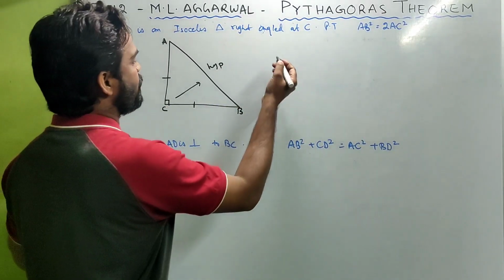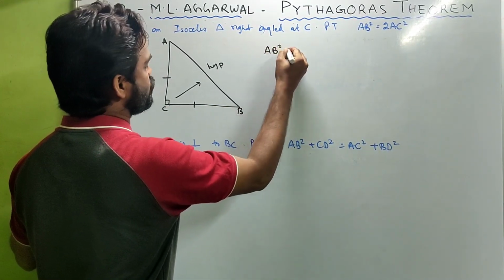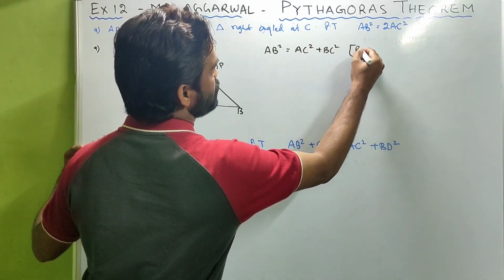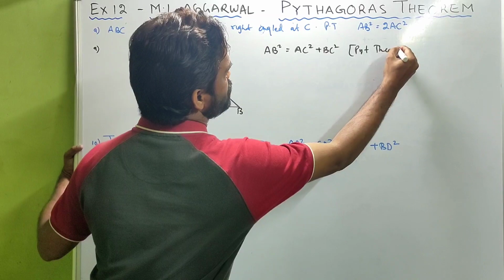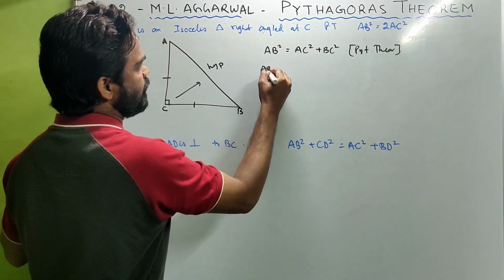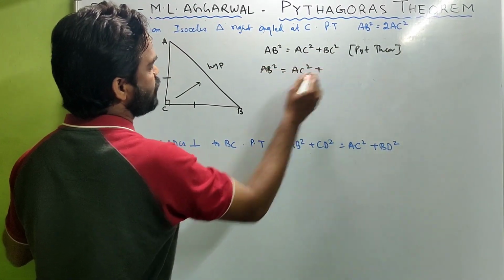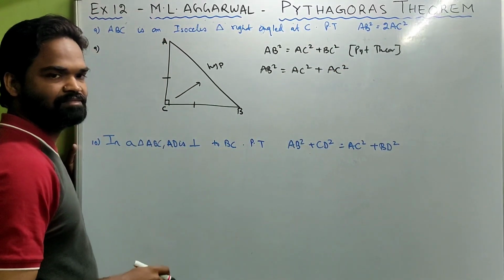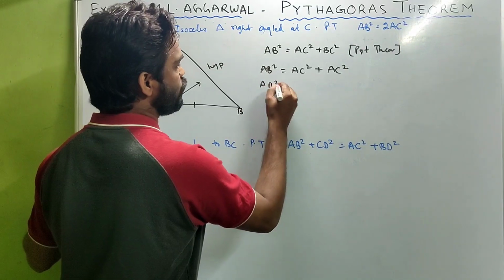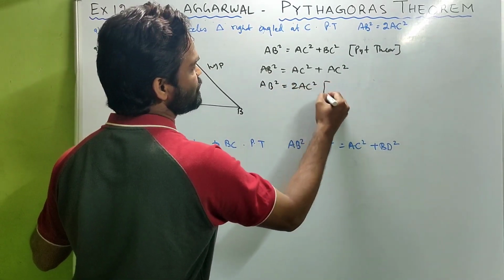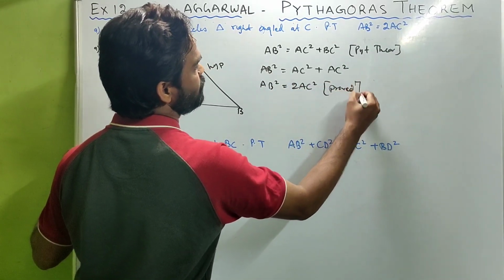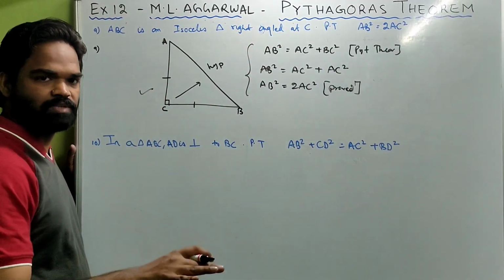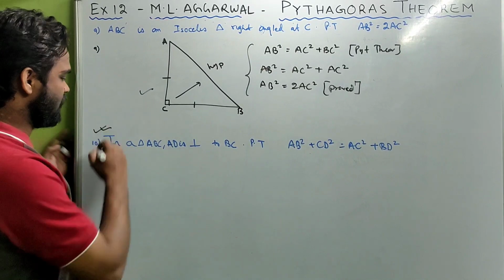Very easy. By Pythagoras theorem, can we say that AB square is equal to AC square plus BC square? Pythagoras theorem. Two steps the sum will be done. AB square equals AC square plus BC square. Can I write AC instead of BC? Definitely, because they are equal. So AB square equals twice AC square. That's proved. Done. Very easy. See, 3 steps and the diagram. Easy.